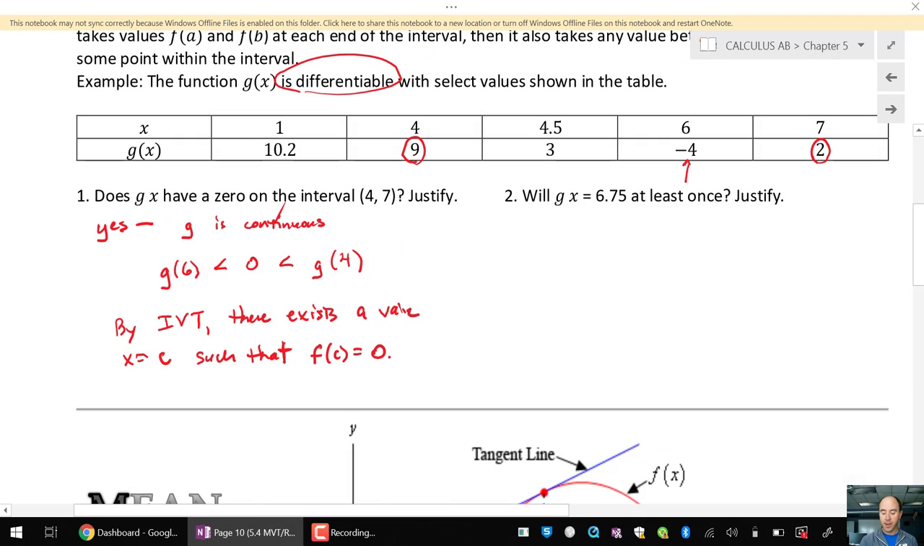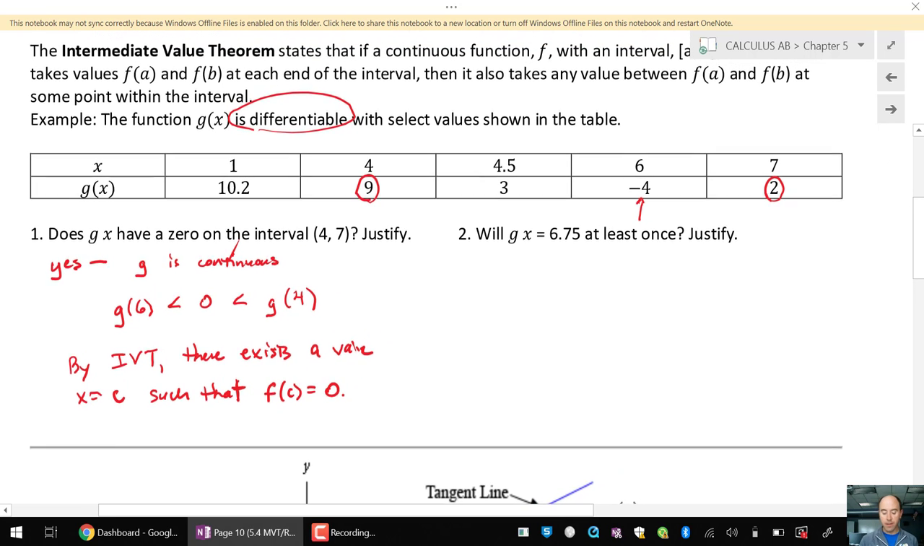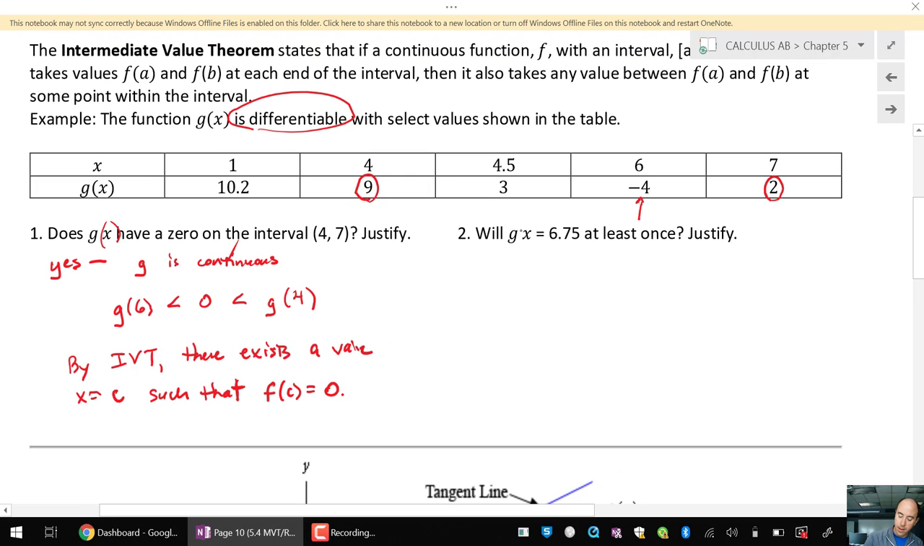So that's an IVT proof. Question 2 says, will g of x ever equal 6.75? So that's my element in question. And yet again, let's see if I can figure out an interval where that might happen. So 6.75 would exist between 9 and 3, so between these two outputs, meaning between g of 4 and g of 4.5, IVT would guarantee the existence of a c value where the function is equal to 6.75.